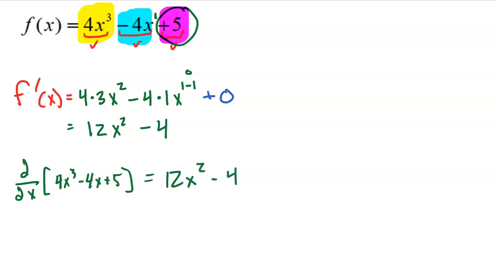Now listen, I know some of you are really smart. I did all of that really slowly, taking my time showing my work. Most kids are going to learn how to use these rules very quickly. They're just going to say 3 drops down in front, 3 times 4 is 12, new power is 3 minus 1, which is 2, minus negative 4x, that's linear. Linear is just the slope, right? So negative 4, that's it, done. And the derivative of 5 is 0, not even worth writing it down, so therefore the derivative is 12x squared minus 4.